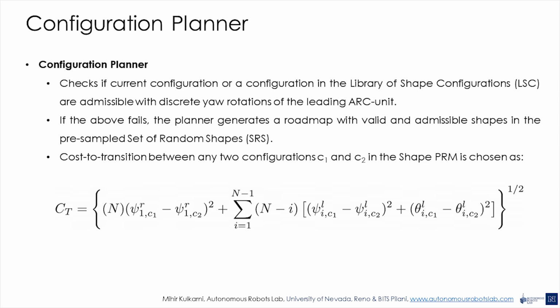We choose the cost to transition between two configurations as the sum of squares of the difference between yaw angles of the leading ARC unit and the difference between pitch and yaw angles of each inter-ARC unit link. We use higher weights for the links closer to the leading ARC unit to reduce the changes in the angles of these links, which can lead to large motion of the tail ARC units.